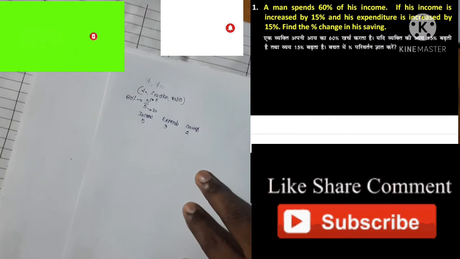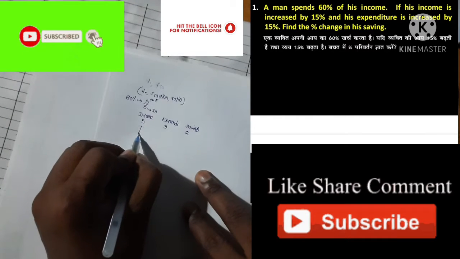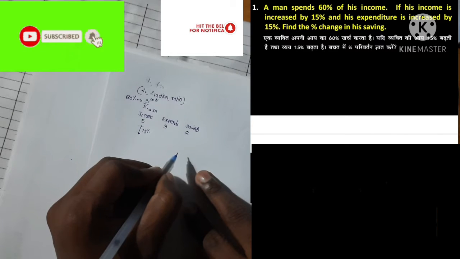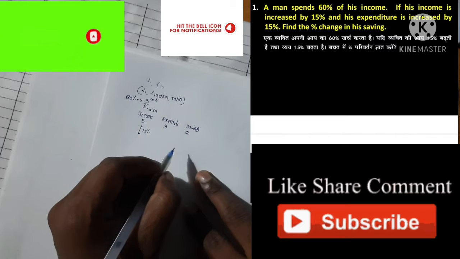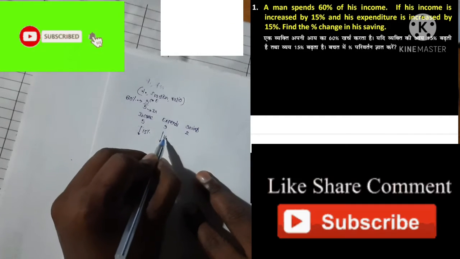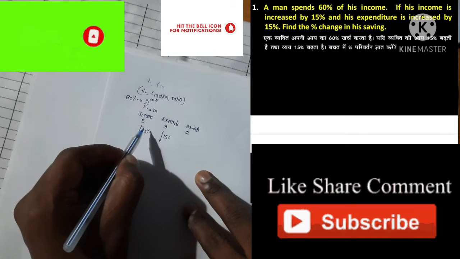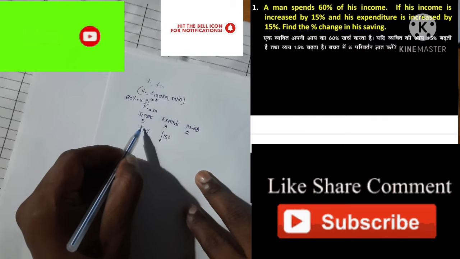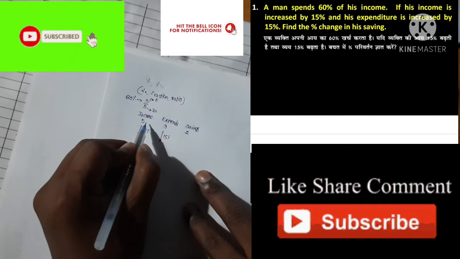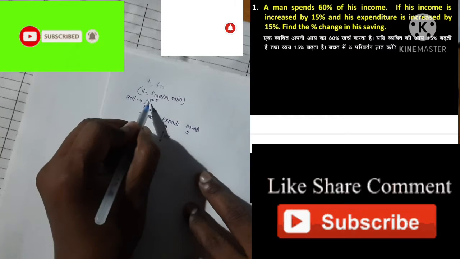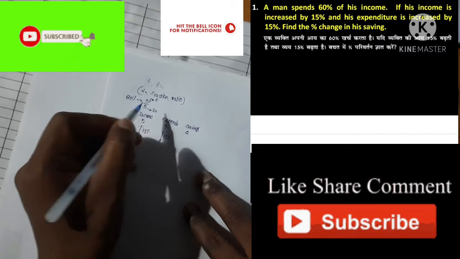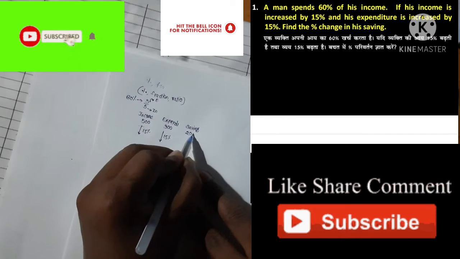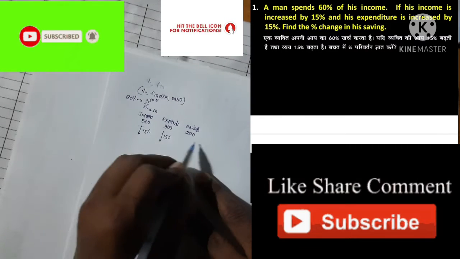So his income is increased by 15%, and expenditure is increased by 15%. So 15% of 5 is very difficult to calculate. So here I am taking this value as 500, this value 300, and this value 200. This value is not changed.